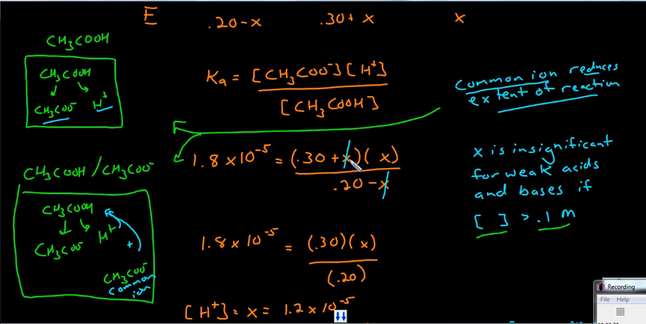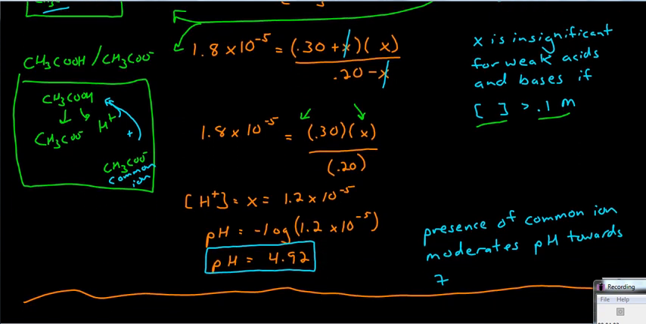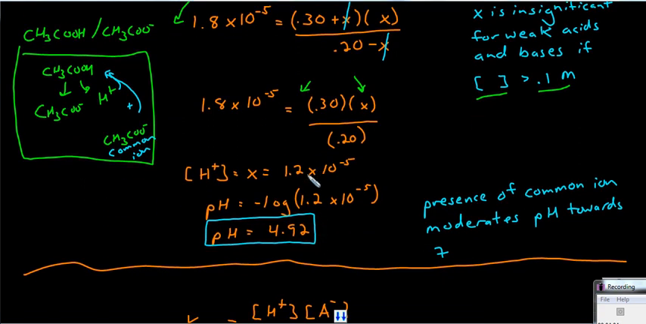So, being able to cancel out this positive x and this negative x, then we get a much simpler problem in which we only have x here, and we're able to then solve for it and find that x is equal to 1.2 times 10 to the negative 5, that our pH is 4.92.